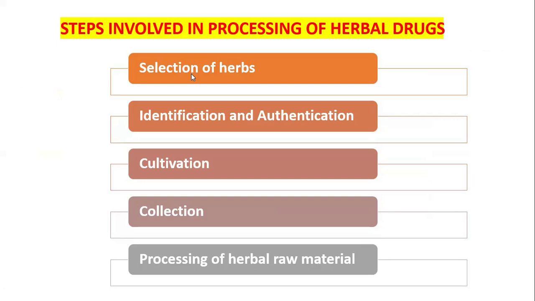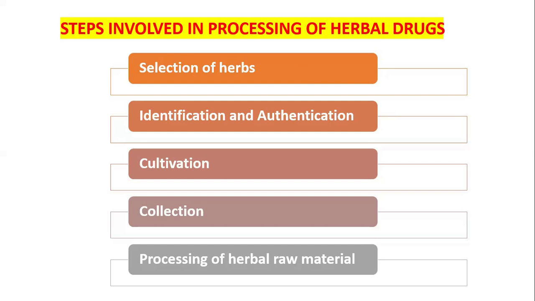Okay. So now let's see the different steps involved in the processing of herbal drugs. The first one is the selection of the herb, then identification and authentication. The next one is cultivation. The next one is collection, and the last one is processing of herbal raw material. Now let's see what the selection of the herb is.